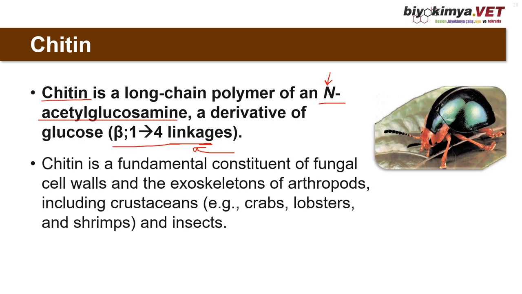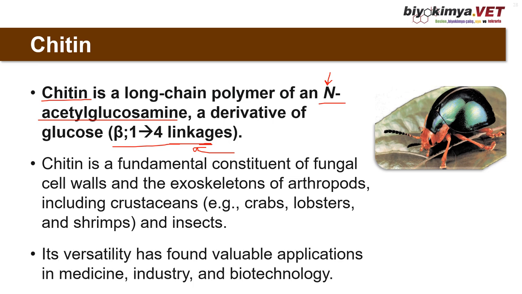Chitin is a fundamental constituent of fungal cell walls and the exoskeletons of arthropods, including crustaceans such as crabs, lobsters, and shrimps, and insects. Chitin forms extended fibers similar to those of cellulose, and like cellulose, cannot be digested by vertebrates. Chitin is the principal component of the hard exoskeletons of nearly a million species of arthropods, and it is probably the second most abundant polysaccharide next to cellulose in nature. An estimated 1 billion tons of chitin are produced each year in the biosphere. Its versatility has found valuable applications in medicine, industry, and biotechnology.